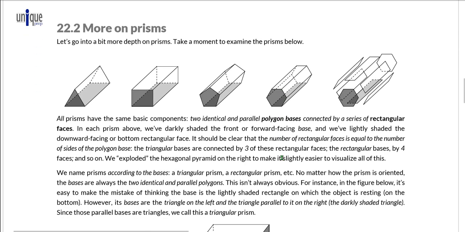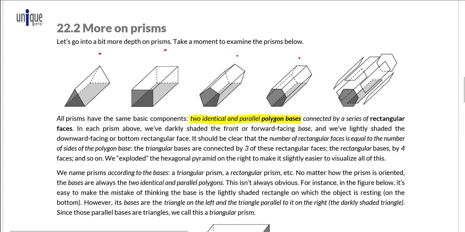More on prisms. So a high percentage of the very few 3D geometry questions that you will see may deal with prisms. Mostly these two prisms on the left. It's not all that common. Very small possibility you'll deal with a pentagonal prism or a hexagonal prism. So all prisms have the same components. They're going to have, I'm going to highlight this here, two identical and parallel polygon bases.